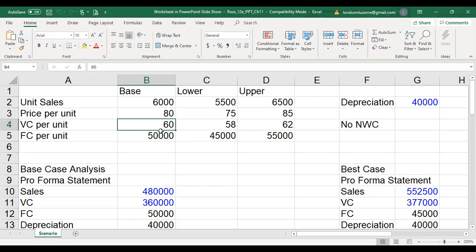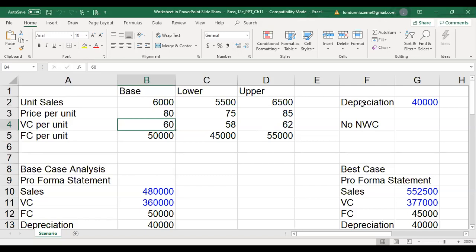Fixed cost doesn't change. No matter how much you sell, your fixed cost or FC will be $50,000, whether you sell 0 or 10,000 under the normal circumstances. So that's what we are showing here. The lower is the worst case. Okay, the worst case, your sales would be 5,500. $75 is your selling price. Your variable cost would be $58, and your overall fixed costs would be $45,000. Best case, you would sell 6,500. The price per unit would be 85. The cost would be 62 for variable cost. The overall fixed cost would be 55,000.